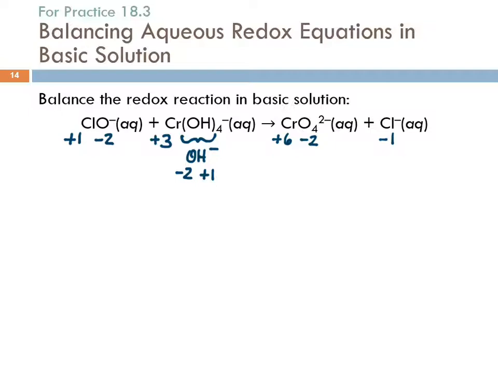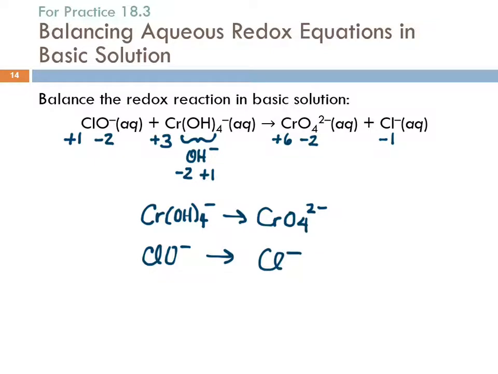Okay, so what's being oxidized? What's going up in oxidation number? Chromium. So let's write that guy down. We've got CrOH4 minus going to CrO4 2 minus. And then what's being reduced? The chlorine. So then we've got the hypochlorite ion going to chloride ion.